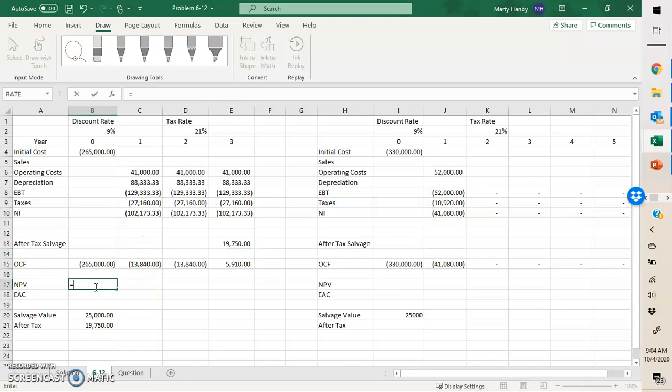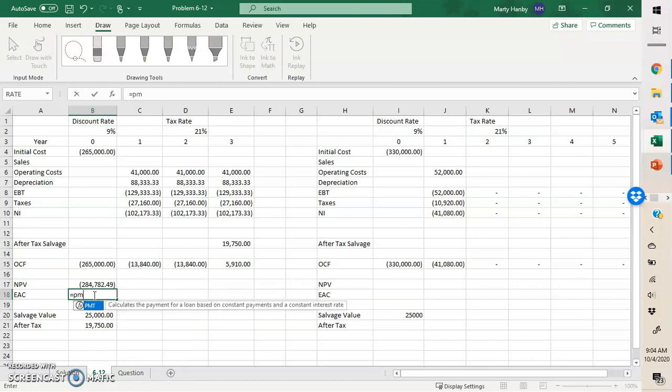So equals NPV, and the rate is the 9%, and comma. Now I just enter my values. Remember, in NPV, the initial cash flow is outside the calculation. Close the parentheses, and then we add back the initial cost. So that's $284,782.